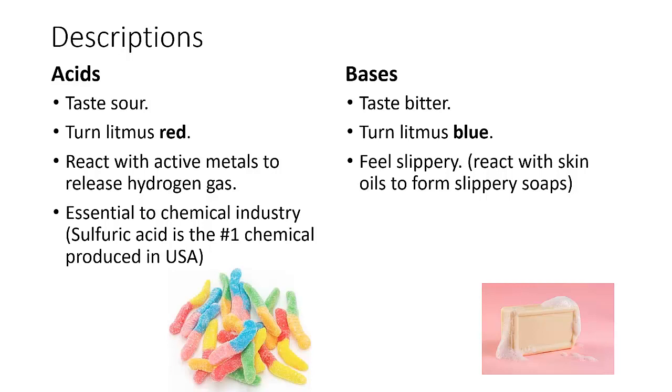And then just an extra interesting tidbit: acids are really important in chemistry. In fact, the number one chemical produced in the United States is sulfuric acid, which is an acid. So these are really important compounds. They're used so much in every single part of our day, and so it's good just to know how they are classified. If you go look in your cabinets or in your cleaning supplies, which are acids, which are bases, etc.